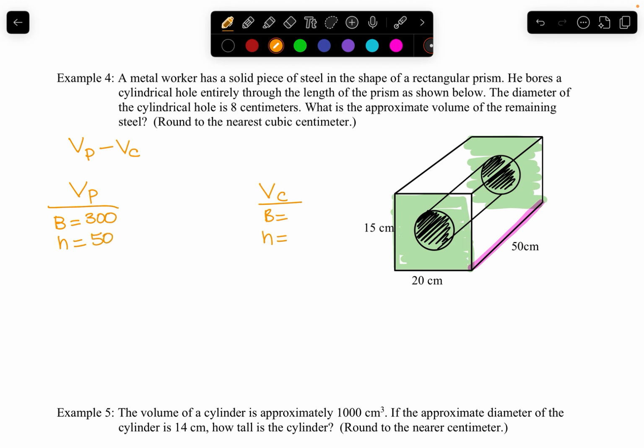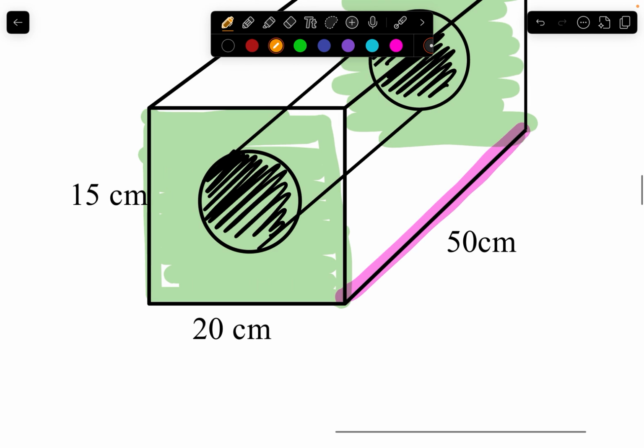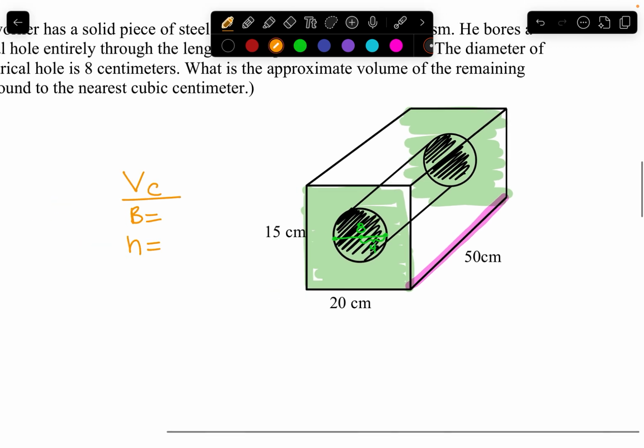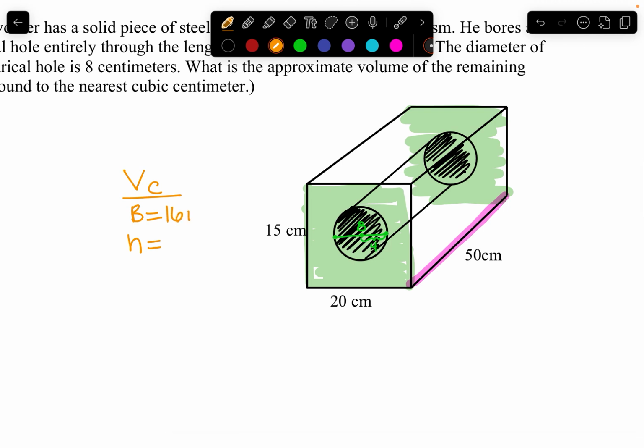Now what I need to do is find the volume of the cylinder, and big B is pi r squared. So I need the radius, and it tells me that the diameter of the hole is 8 centimeters. So I know from one side to the other is 8 centimeters, but I only need half of that to get the radius, which will be 4. So this is pi r squared. 4 squared is 16, so that's going to be 16 pi.